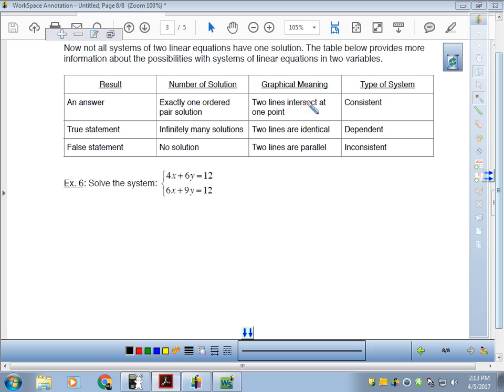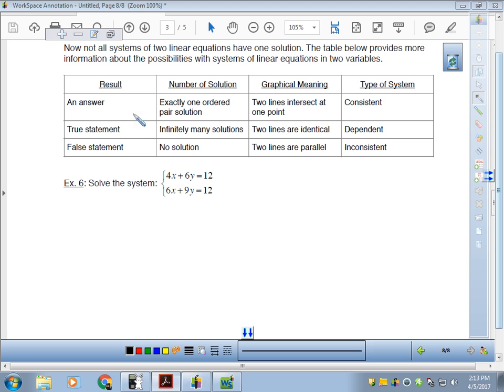Graphically, what that means is if we graph these 2 lines, these 2 linear functions, they will intersect at that one ordered pair, at that one point. And we call this type of system a consistent system. Consistent systems are systems that have exactly one solution.